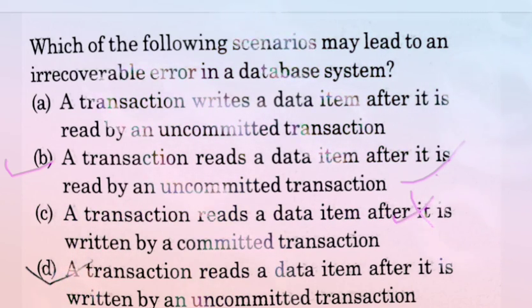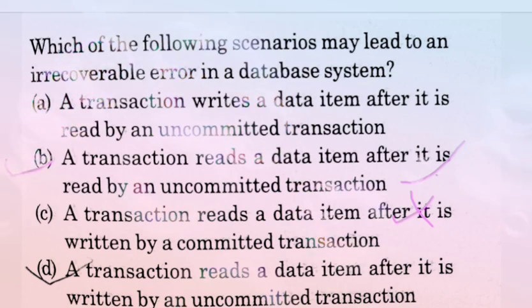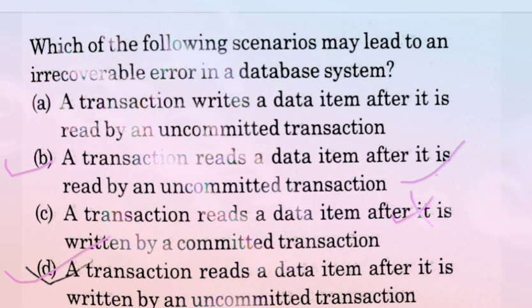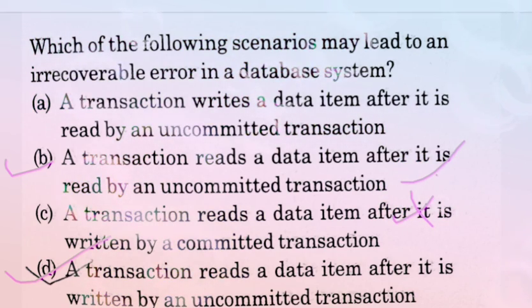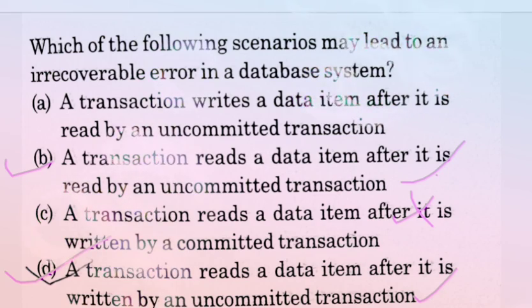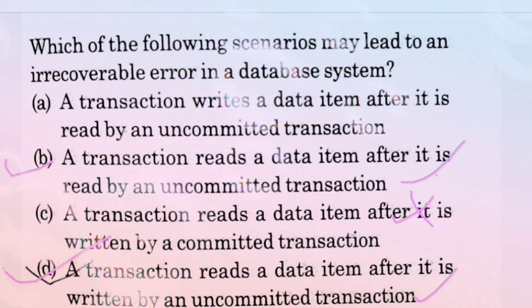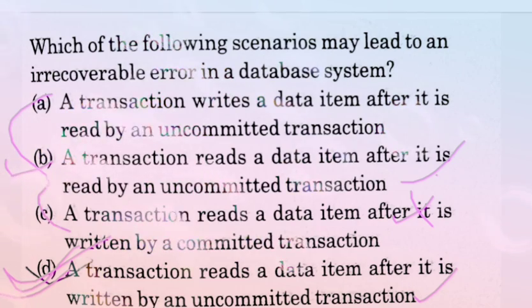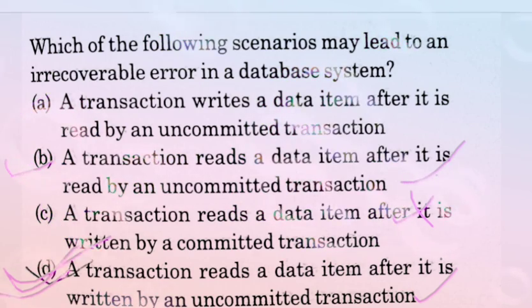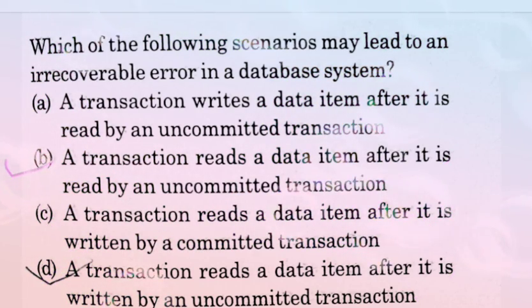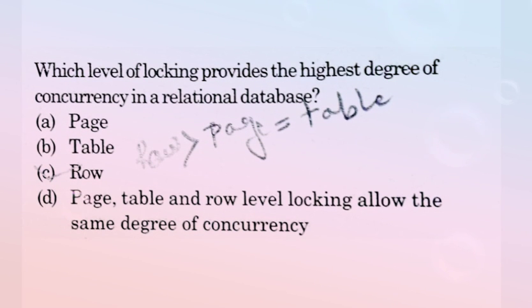According to the question, the irrecoverable error in the database system is option D. Why? Because a transaction reading a data item after it is written by an uncommitted transaction is an irrecoverable error in the database. So option D is correct, and A, B, C are recoverable errors. So we say that option D is the correct answer. Okay, now come to the next question. Which level of locking provides the highest degree of concurrency in a relational database?